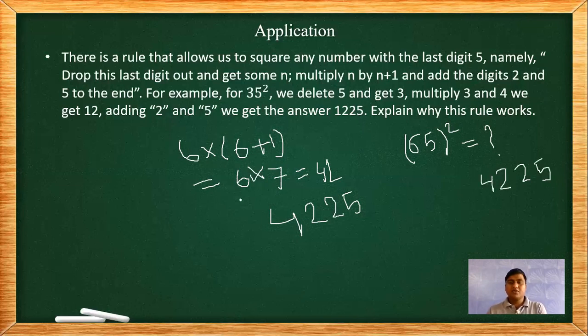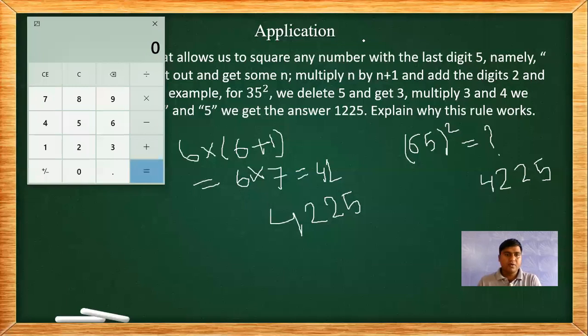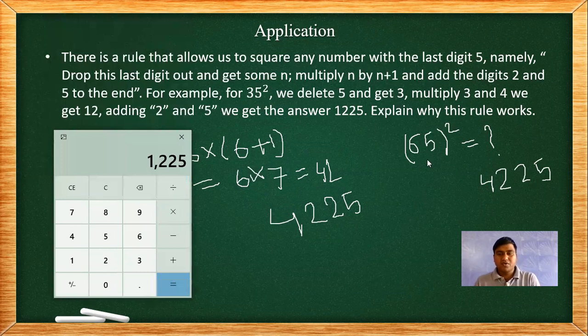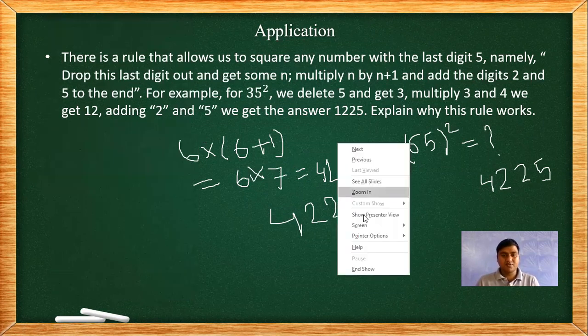Now we verify 65 whole square using a calculator. So 65 into 65 equals 4225. And also we verify 35 into 35. So this is 1225. Now verify using calculator. Explain why this rule works.